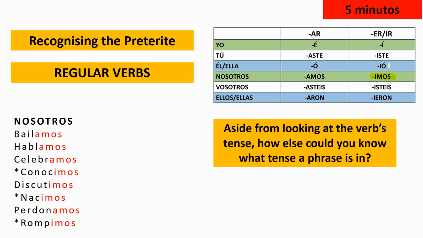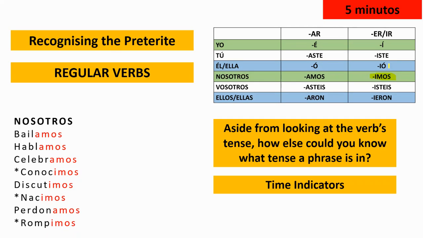So sometimes we might see a verb in a sentence, for example, bailamos en la discoteca. We actually don't really know from that sentence whether that phrase is in the past tense or in the present tense. So aside from using that verb, how else could we know what tense the phrase is in? Hopefully you have said time indicators. By including a time indicator, it gives a really clear indication of what tense your phrase is in.